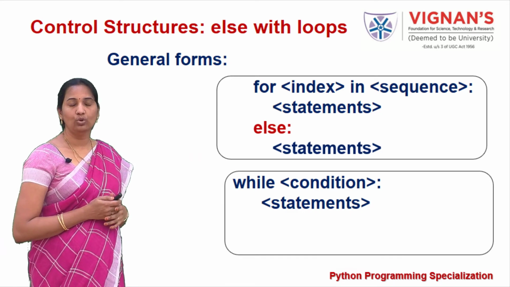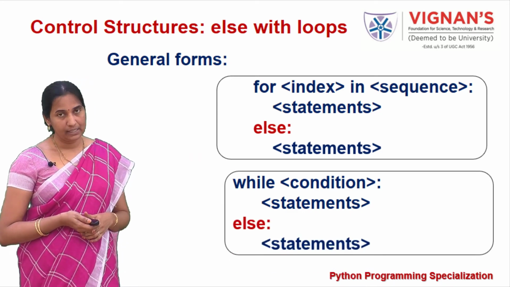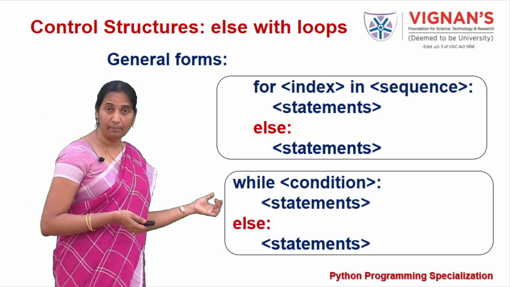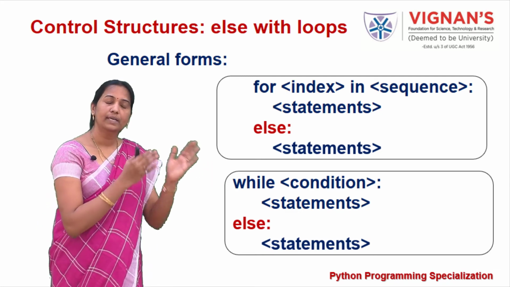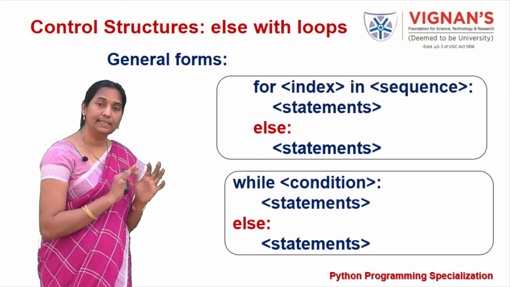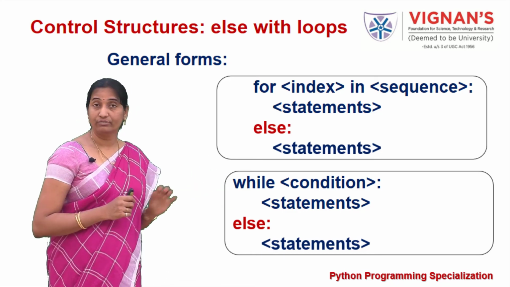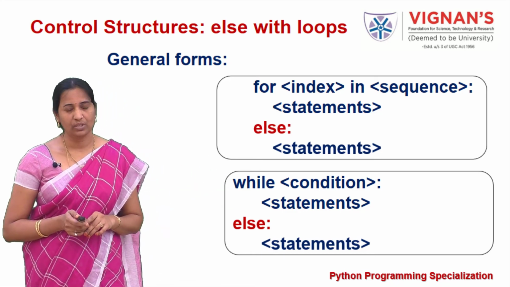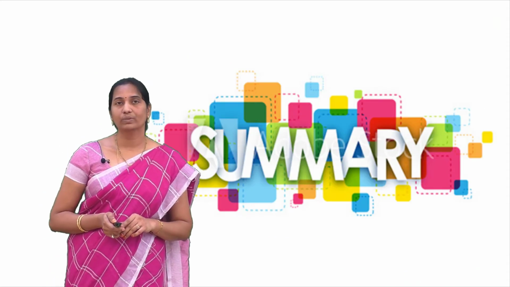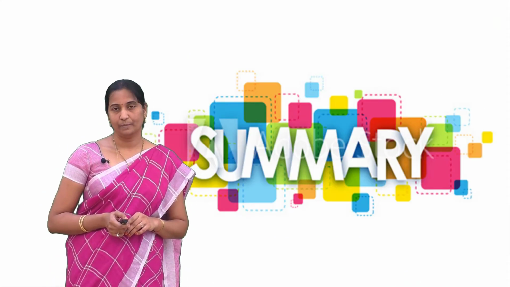Similarly, with the while loop also, we can use the else keyword, and on successful completion of the while loop, that is, when all the statements are executed till the last iteration, the statements that are part of the else block will be executed. So that is how we can use the else with for and while loops.